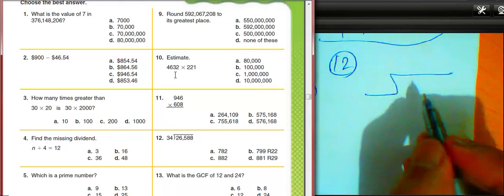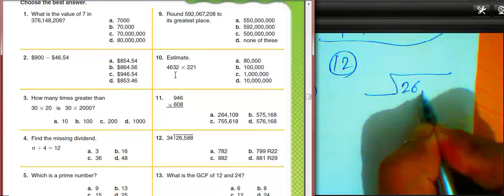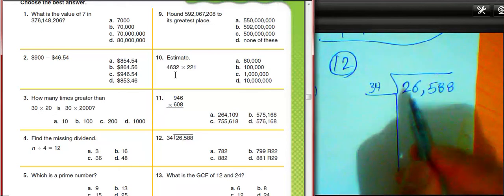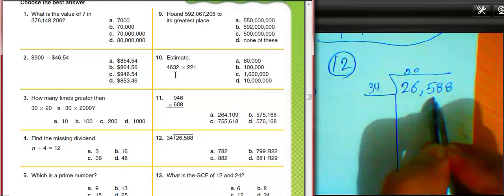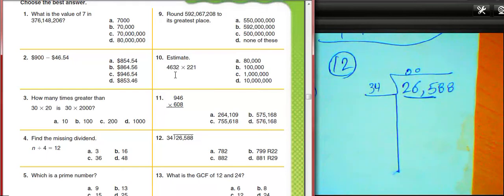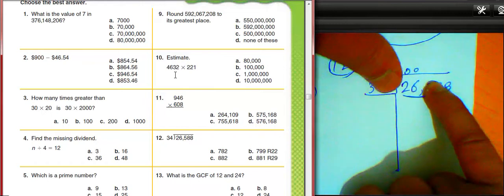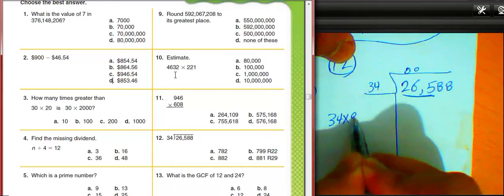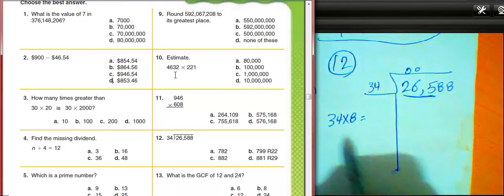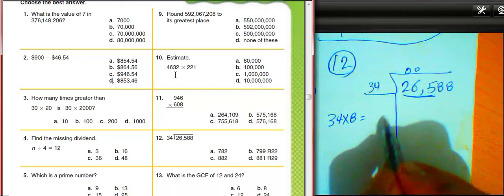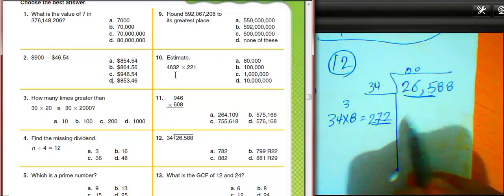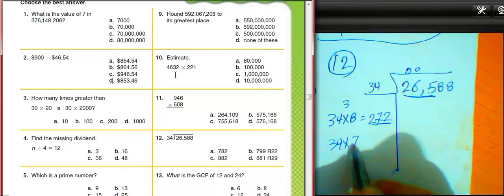We want to find the quotient of 26,588 divided by 34. 26 is less than 34, so we must write 265 divided by 34. We cancel this digit with this digit, so the result will be 26 divided by 3. 3 times 7 equals 21. 3 times 8 equals 24. So 34 multiplied by 8: 4 times 8 equals 32. Write 2 and carry 3. 3 times 8 equals 24 plus 3 equals 27. It's more than 265.